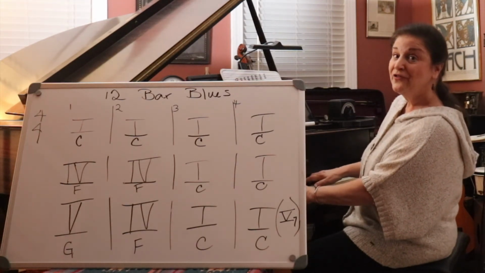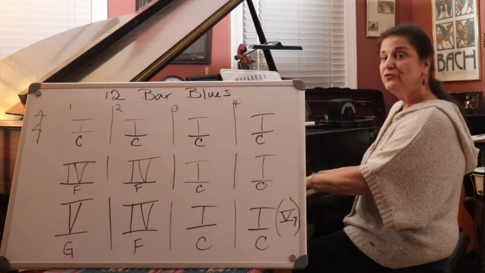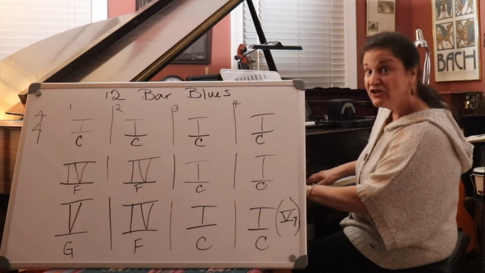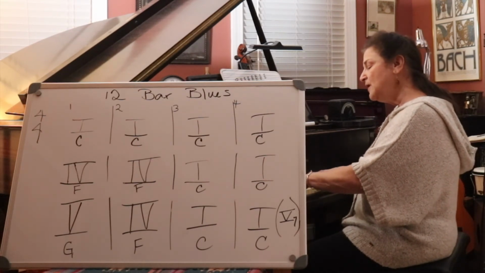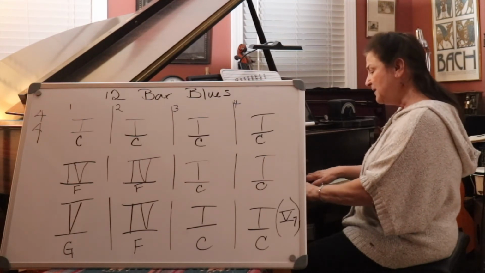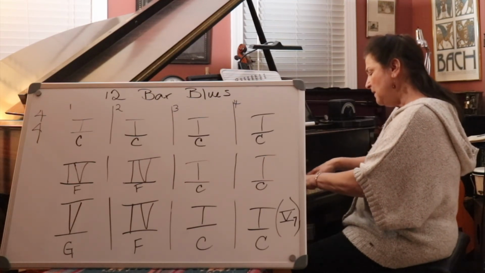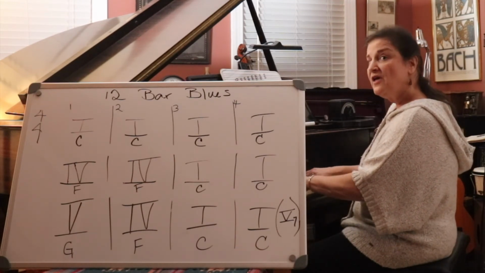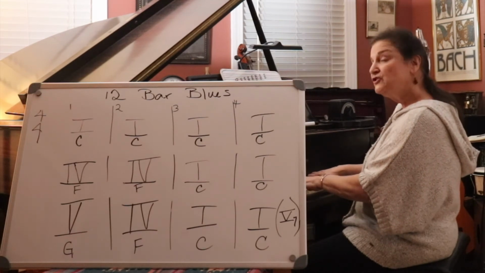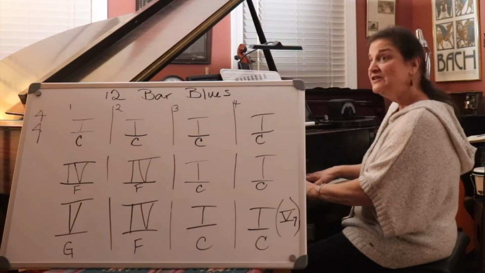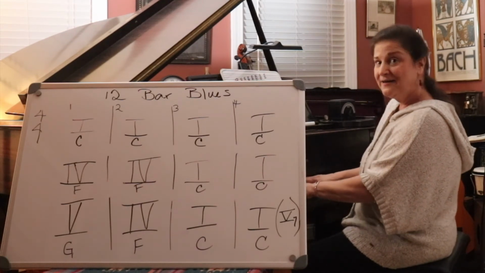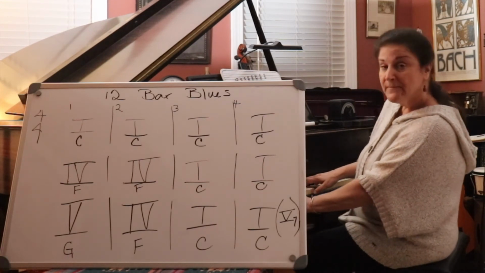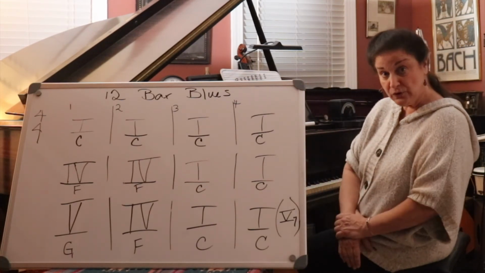1, 2, 3, 4. 1, 2, 3, 4. 2, 2, 3, 4. 3, 2, 3, 4, 4. We're going to start the second line. Back to C. 1, 2, 3, 4, 1. Third line. 2. There's the G, no, F. 2, 3, 4. Back to C. So that is the 12-bar blues.